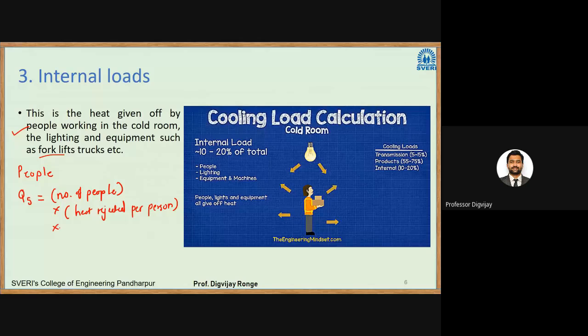Then cooling time. Cooling time means how much time that person spends in that cold room, so you have to take that into consideration. And this whole divided by 1000. So this will give kilowatt hours per day. This cooling time we are calculating is per day.